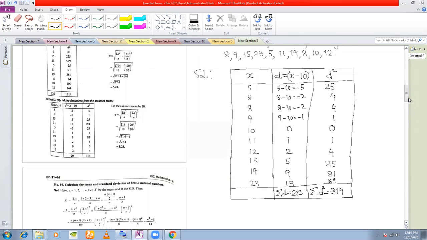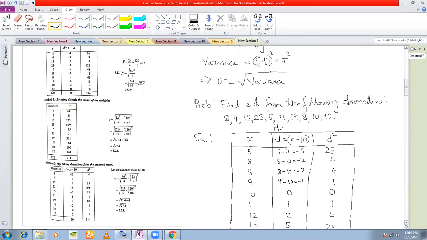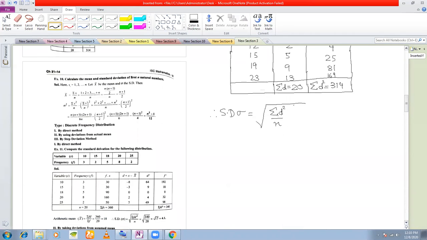So now, once you have made these three columns and you have done these calculations, now we shall proceed to find out the standard deviation. Therefore, the formula here is, remember this formula, standard deviation, sigma is equal to square root of summation d square by n. What is the n? N is the number of observations. Let us write n here. Here, how many observations are there? There are 10 observations. So here n is equal to 10. This formula here is summation d square by n minus summation d by n whole square.